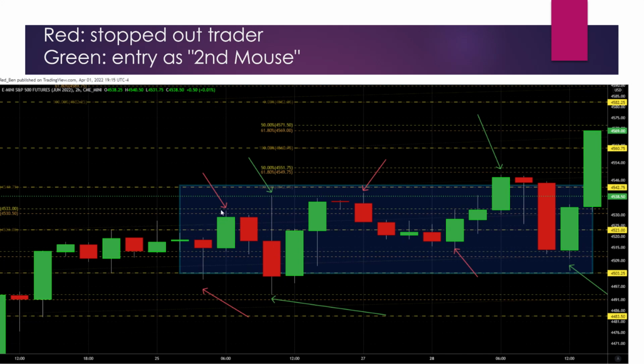So another example, here's a short. So this guy shorted here, thinking he's clever. He's going to short that midpoint between these two VR levels. If he was clever, he'd get out here, but maybe he thought it was going to go lower, and it comes back and it stops him out there.